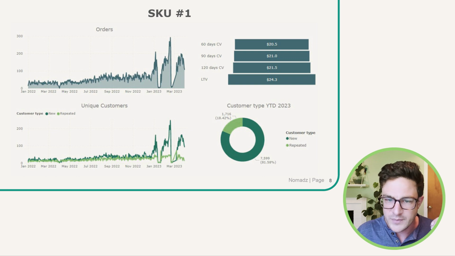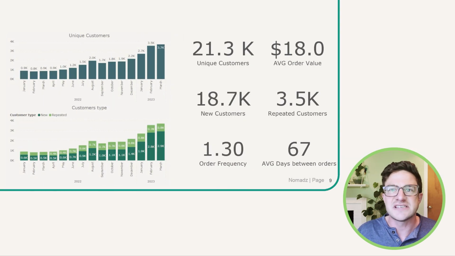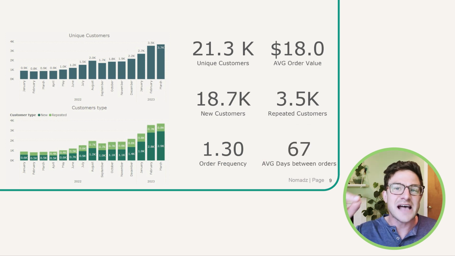We have new versus repeated, and we have the unique customers, right? And then it's just the same graph, but just with one SKU, so we can really dive in, right? So we have all of this here. We have that 67 days. That's what I said. That's kind of the magic number.